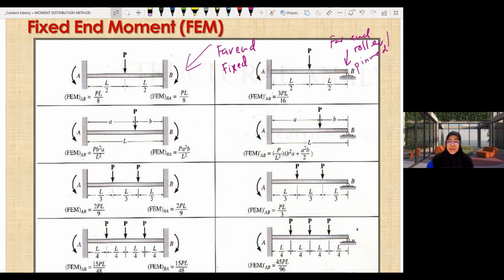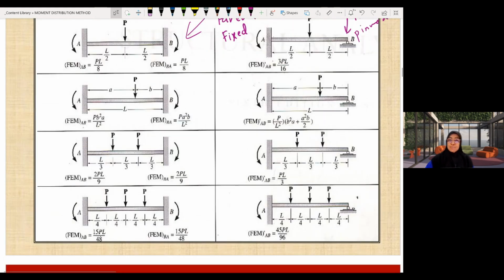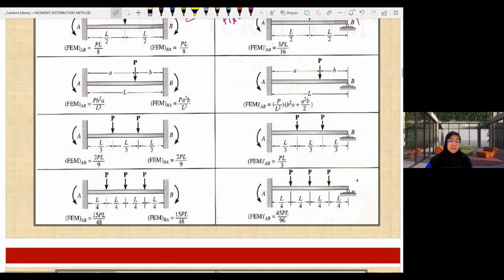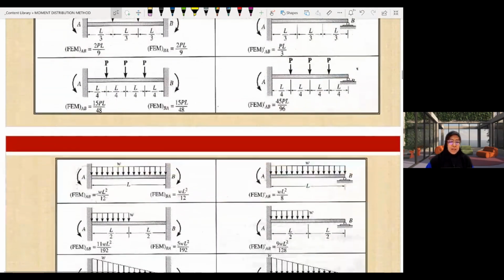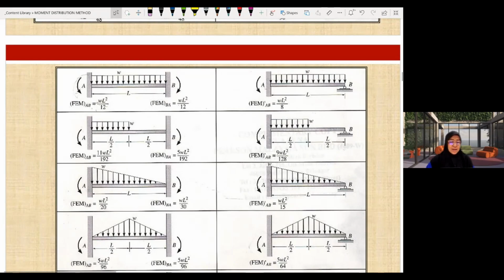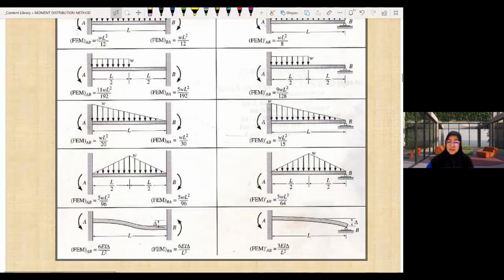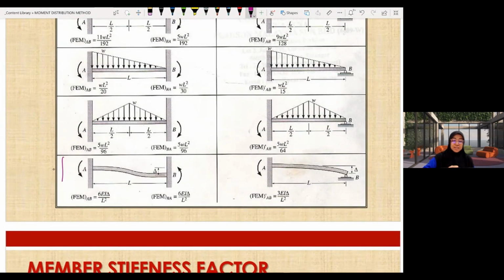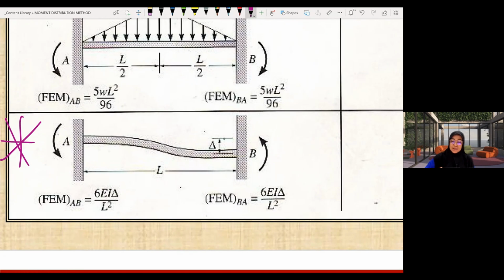All the fixed end moments, we can see here that the moments at A and B are in opposite condition for FEM AB and FEM BA. The first one is P at the center. The second one is P not at the center. Then the third one, the fourth one, UDL, half UDL, triangular, and the last one is due to delta. This is not external loading, right? This is due to delta.